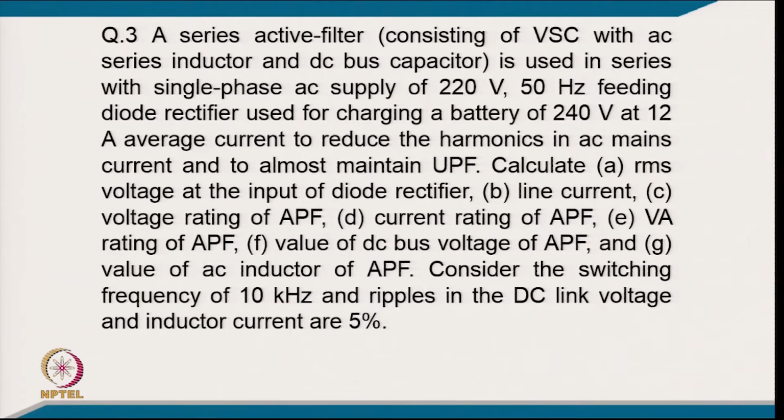Coming to numerical example 3, a series active filter consisting of a voltage source converter with an AC series injector and a DC bus capacitor is used in series with the single phase AC supply of 220 volt, 50 Hz, feeding a diode rectifier used for charging a battery of 240 volt at 12 ampere average current, to reduce the harmonics in the AC mains current and to almost maintain unity power factor. Calculate the RMS voltage at the input of the diode rectifier, line current, voltage rating of the active filter, current rating of the active filter, VA rating of the series active filter, the value of the DC link voltage of the active filter, and the value of the AC inductor of the series active filter. Consider a switching frequency of 10 kilohertz and ripple in the DC link voltage and inductor current of 5%.